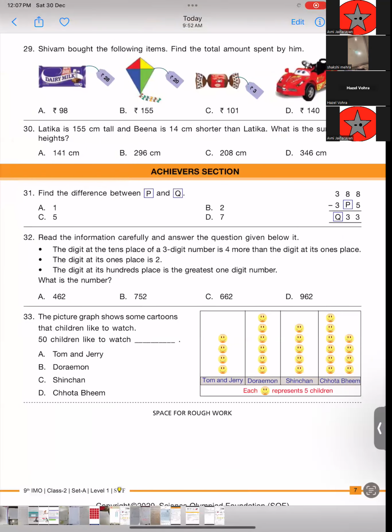Now, these are the 2 questions. Work on question number 29. Shivam bought the following items. Find the total amount spent by him. This is on speed addition. Okay. Who can solve it fast? Ma'am, I know, 111. I will not even add till my final answer.